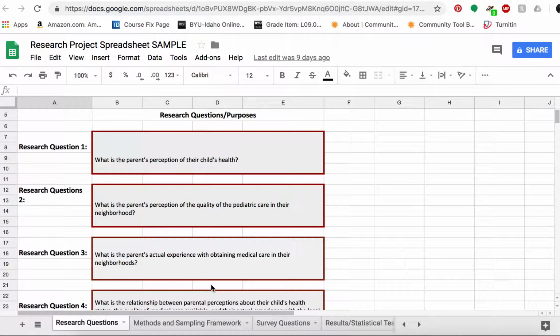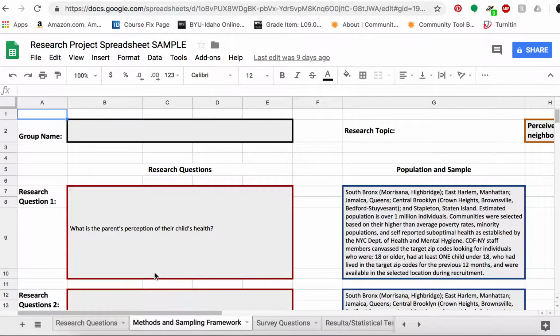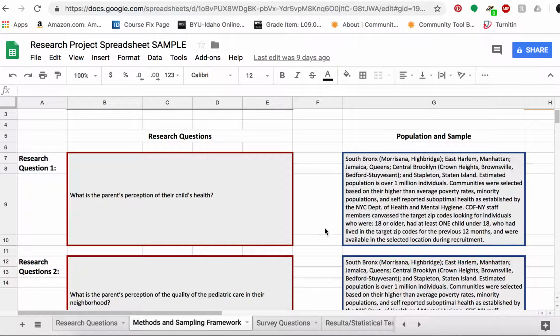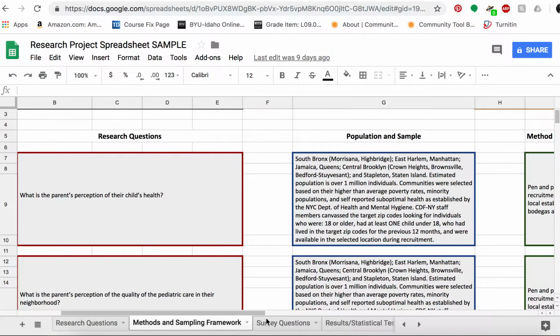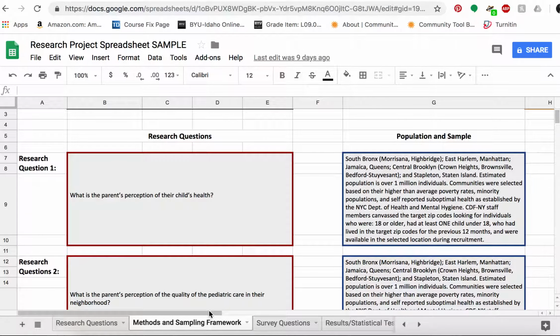Then, when we move on to the methods and sampling framework, which is due on Halloween, you will just click on over to this next section, and your research questions would have already populated. How cool is that? So as you are coming up with your population and your sample and how you're going to recruit those people, you know which research question they correspond with. This is huge because usually we are having to flip back to our research questions or revise sections of the paper because we have forgotten what we have done in previous assignments.